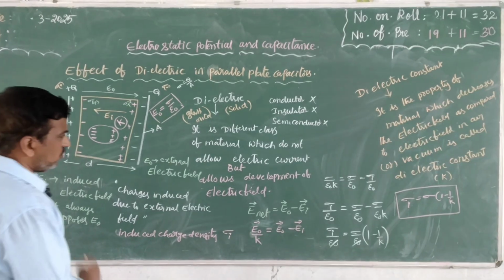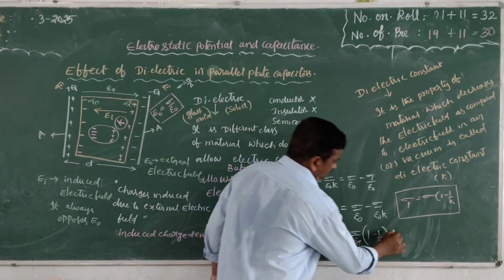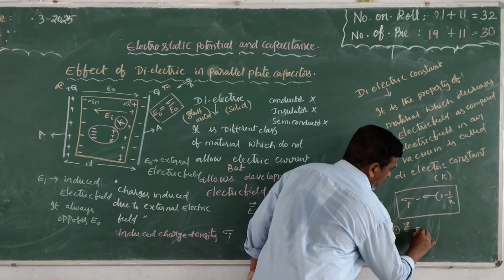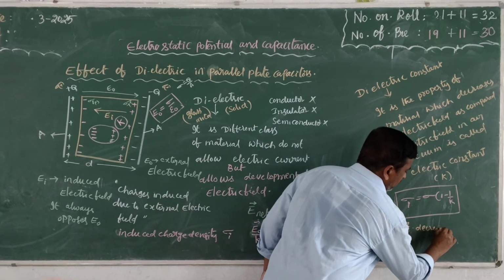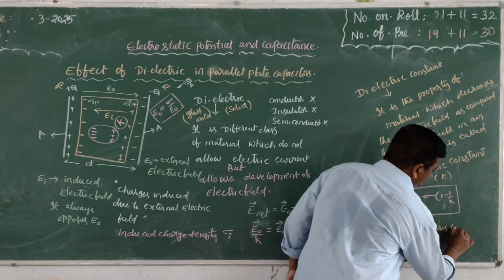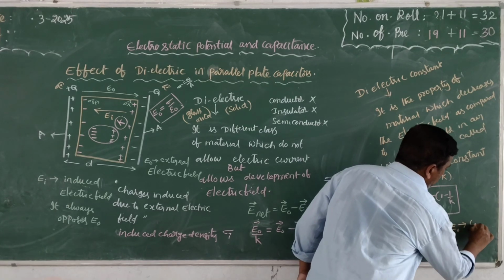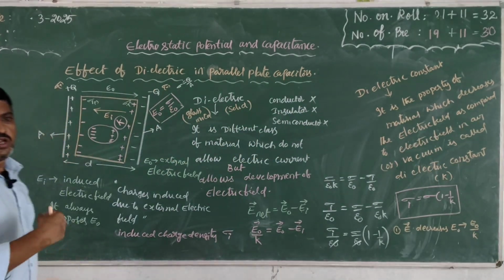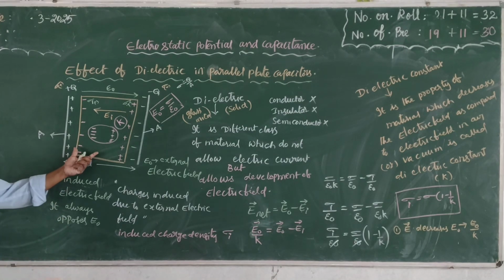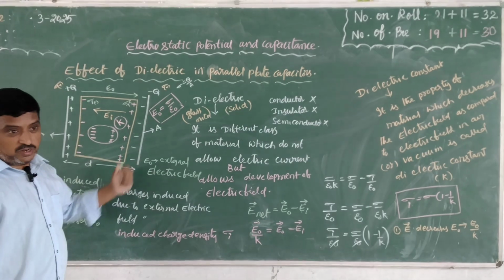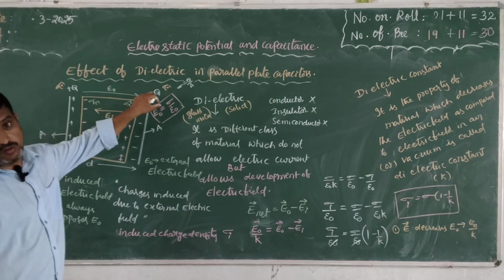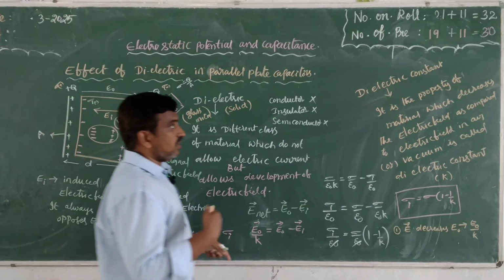Because of this, in the first case, the electric field decreases, from E naught to E naught by K. When a dielectric is placed in between the plates, E naught decreases to E naught by K, that is, K times. K here means the dielectric constant.